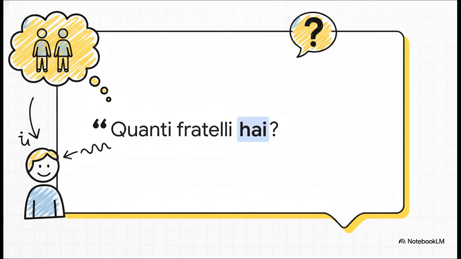And what if you want to ask a question? Here we have quanti fratelli hai, which translates to how many brothers do you have? See that i? That's the informal you have for when you're talking to a friend, you know, one person. That little i on the end is your clue. It's your signal that we're talking about tu, or you.